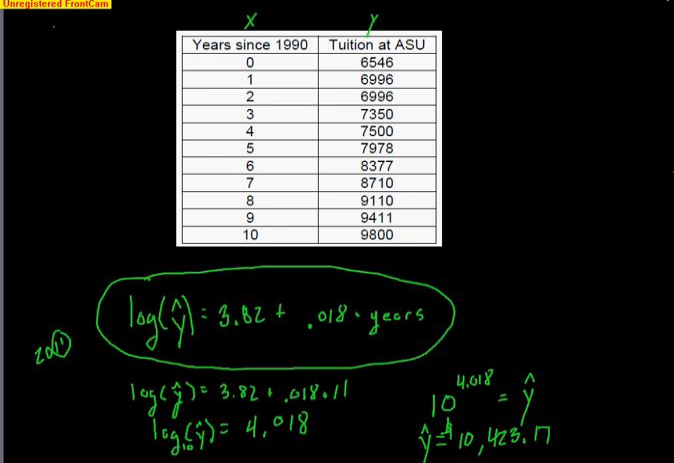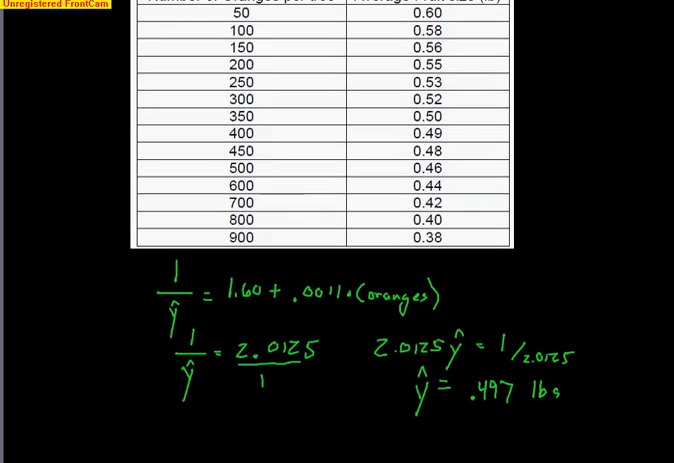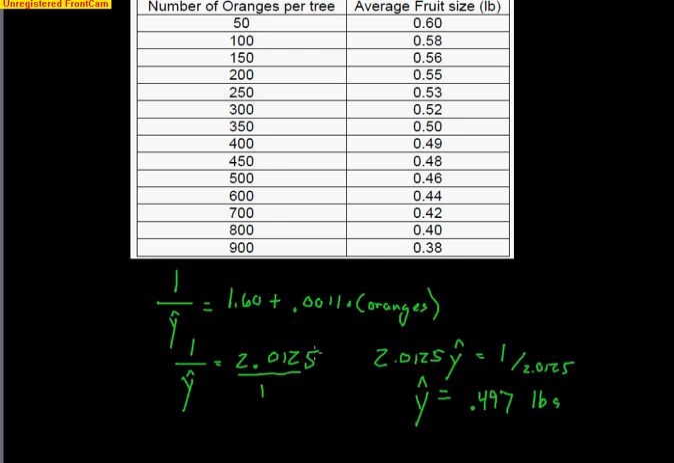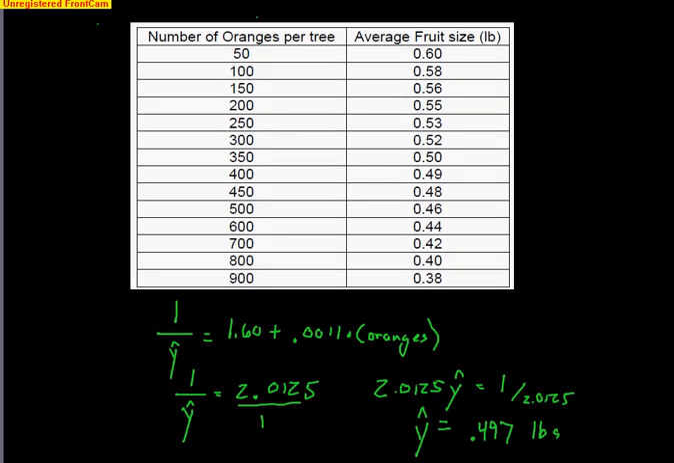Like right here, we had to raise everything to the 10. We do 10 raised to the 4.018 to solve for it. This other one right down here, once we plugged our value in for oranges, we had to cross multiply and solve for y hat. And that's oftentimes the toughest part. But like I said, 99% is the r squared. So that means 99% of the variation in the reciprocal of the average fruit size is explained by the variation in the number of oranges.